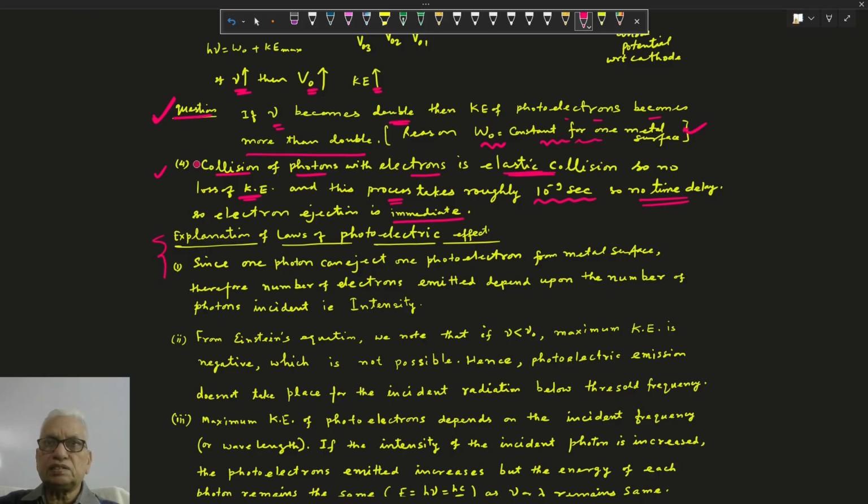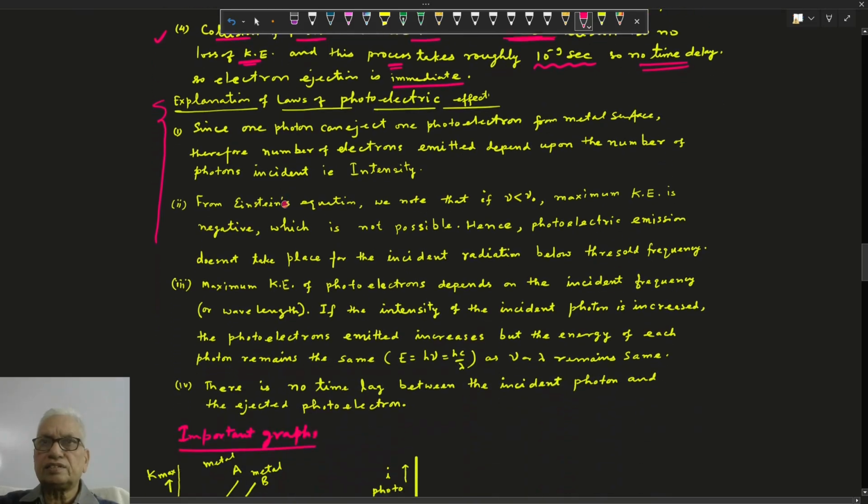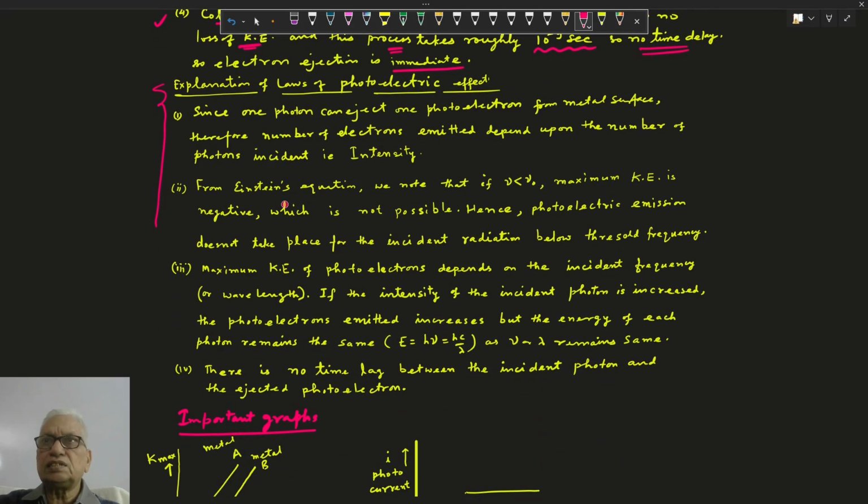Now, explanations of laws of photoelectric effect. Since one photon can eject only one electron from the metal surface, the number of photoelectrons emitted depends on the number of photons, which means intensity.